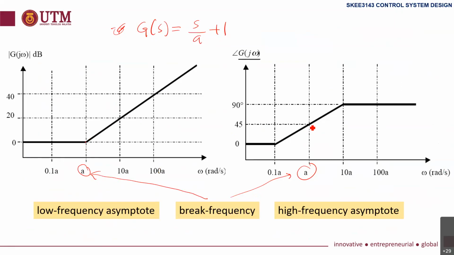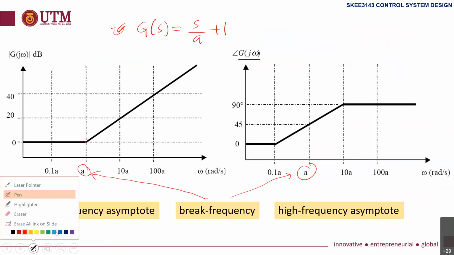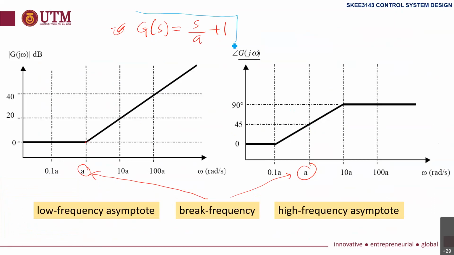And here when the angle is 45 degrees, that is the break frequency. So when you are given this transfer function, we straight away know this A is the break frequency. That's why in Bode plot we express the transfer function in the S over A plus 1 form, because we can get A, which is the break frequency. It's very important. A is the break frequency.